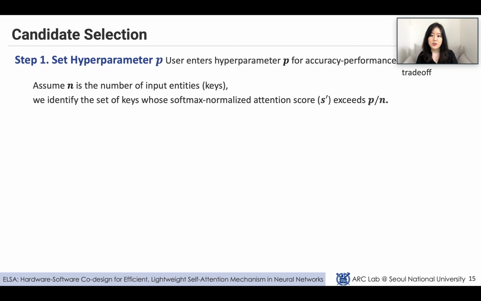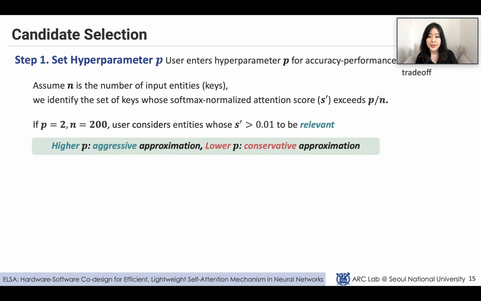And here, n is the number of keys, and given this P and n, our goal is to only consider the set of keys whose softmax normalized attention score exceeds P over n. For example, if P is set to 2 and the number of entities is 200, we want to only consider keys whose softmax normalized attention score exceeds 0.01 and ignore all keys with normalized scores below it. With this mechanism, a high P indicates aggressive approximation and a low P implies conservative approximation.